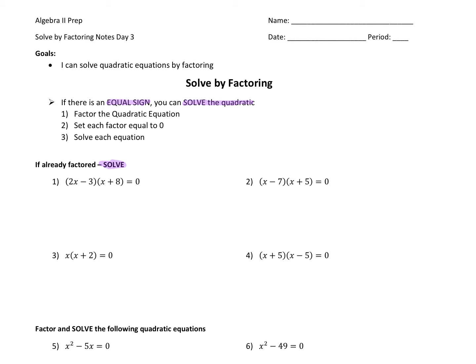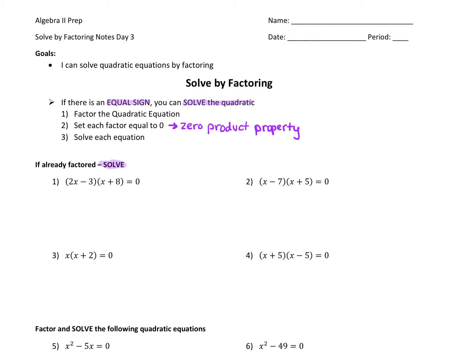So our first step would be to factor the quadratic equation if needed. We're going to set each factor equal to 0. This is actually called the zero product property. So we're going to use that zero product property to solve, and then solve each equation.